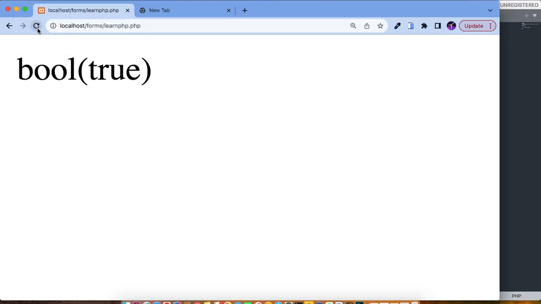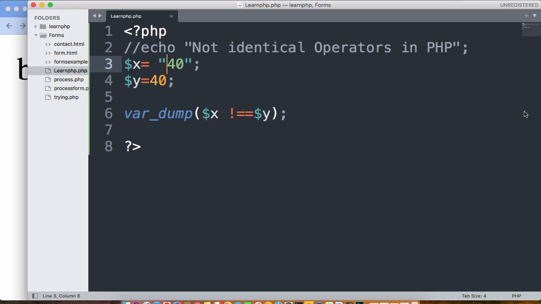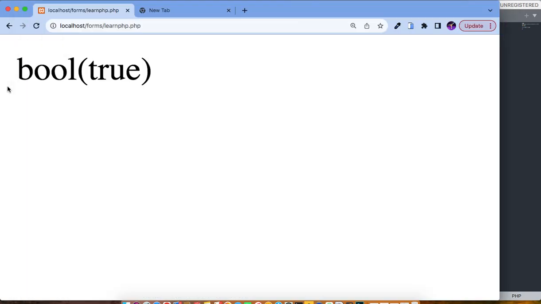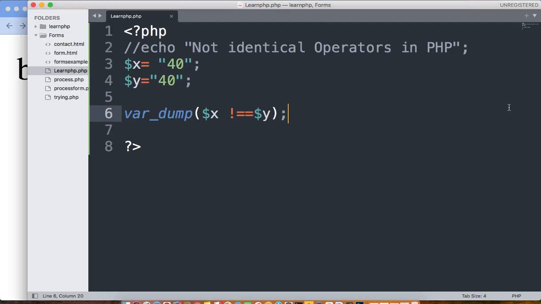You see, true, because both of them are not equal, because this one is of a different data type and this one is also of a different data type. Let us put both to be the same. So it returns false because both of them are of the same data type. Are we there? Okay, so that is that for the not identical operator.